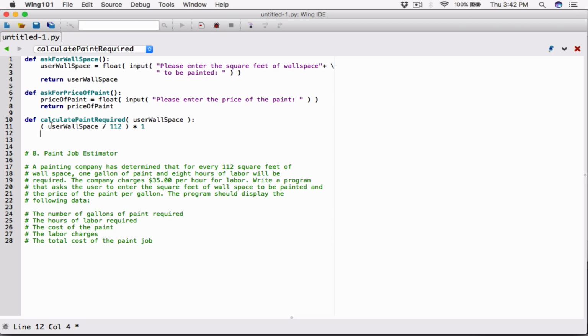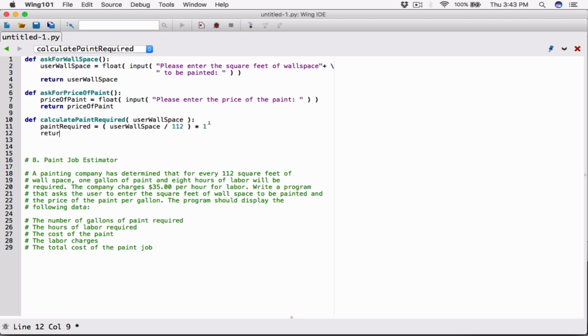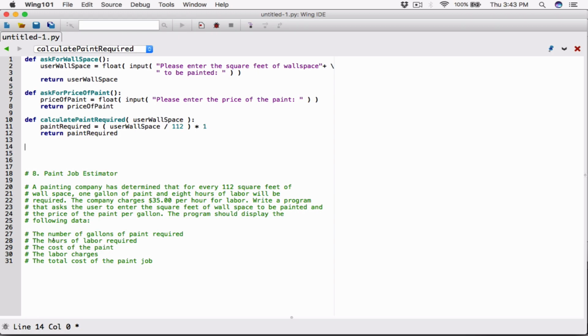Once we have that, let's go ahead and return. Well, first of all, we know this is going to be the gallons of paint required, right? So let's store it in a variable called, let's say, paint required. And once we have it, we can just go ahead and return it. Return paint required. Okay. So the next thing we have to figure out is the hours of labor required.